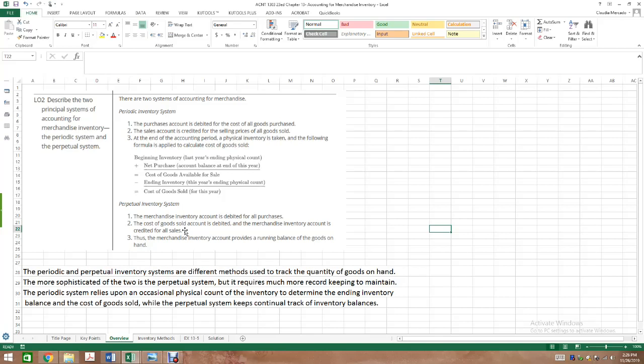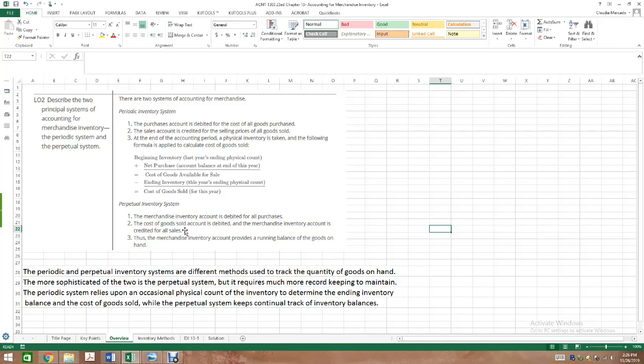The more sophisticated of the two systems is the perpetual system, but it does require a lot more record keeping to be able to maintain your balances current. So every time you make a purchase, you have to record. Every time you make a sale, you have to record. So it requires a lot more work or bookkeeping to be able to keep up with it.